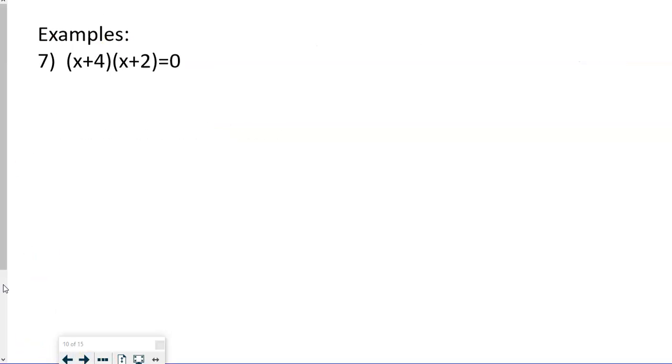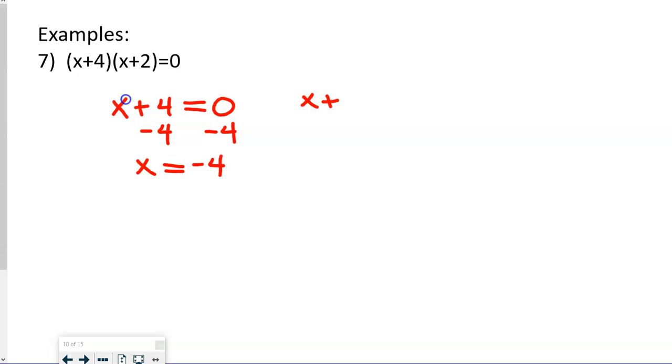So this first example is already factored for us. So all we have to do with these factors is set them equal to 0. So we're going to say x plus 4 equals 0. So obviously we're going to subtract 4 from both sides. So here x is equal to negative 4. Our other factor is x plus 2. So again, we're going to set that factor equal to 0.